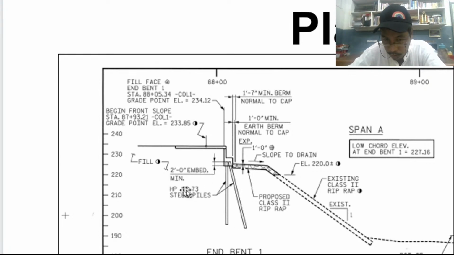That is the dimension 14 plus that is the dimension of the HP. Okay, so we have elevation 220 as a reference. Then next below, proposed class 2 riprap. So there is a definition of different types of riprap. So meaning I am correct that this is a riprap. So starting from this point, going down up to this is a riprap.